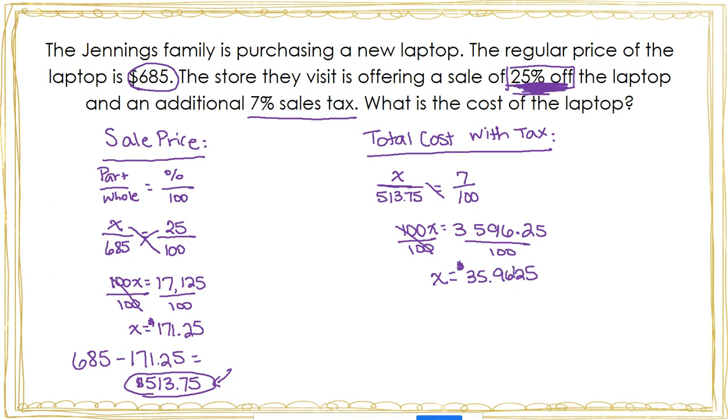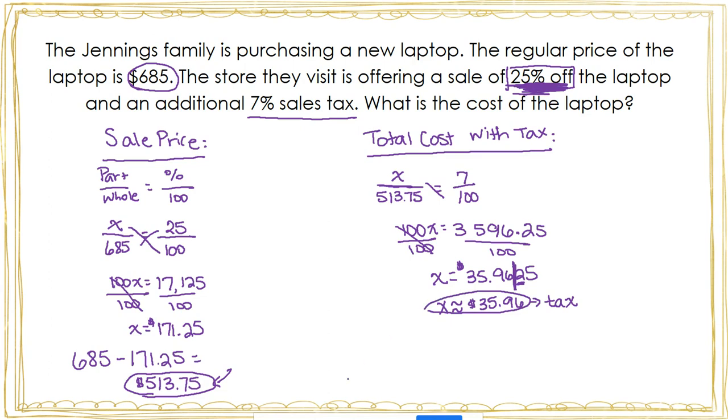So to round to the nearest hundredths place, I need to look at the number that's in the thousandths place. In this case, that number is 2. Since that number is less than 5, I know that I can keep the number that's in the hundredths place the same. So when I round this, I'm going to say that X is approximately $35.96. Now, this represents the amount of tax that the family will pay.